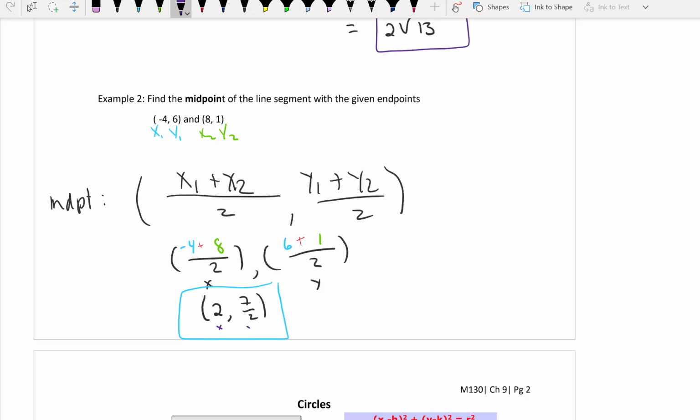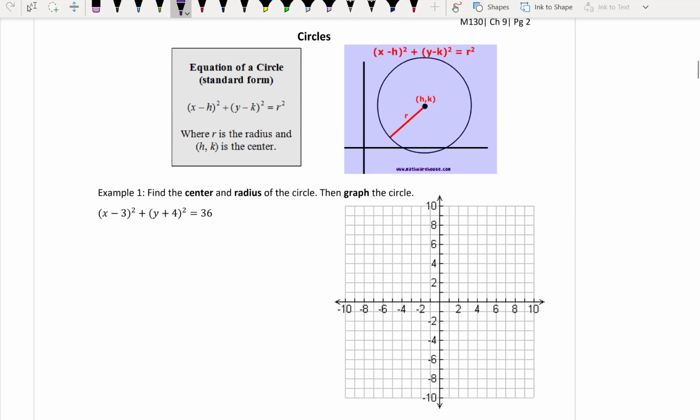So this is your x value, and that's your y value. So your midpoint is just going to be that point right in the middle between those two, between -4, 6 and 8, 1.